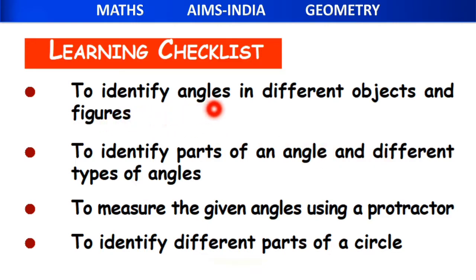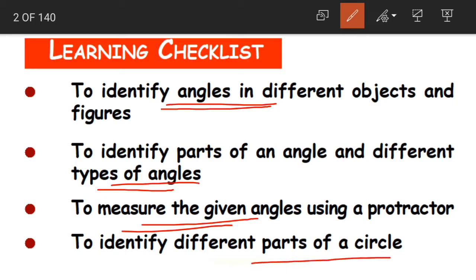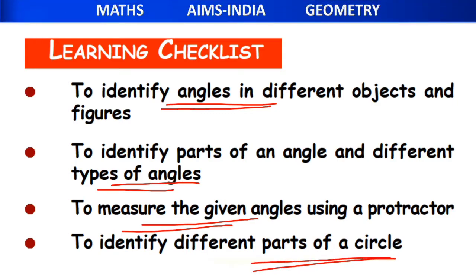To identify angles in different objects and figures, to identify parts of an angle and different types of angles, to measure the given angles using a protractor, and to identify different parts of a circle. So these are what we'll be learning in our chapter. We learn about the angles, different types of angles, how to measure the angles, and also we'll learn about the different parts of a circle.